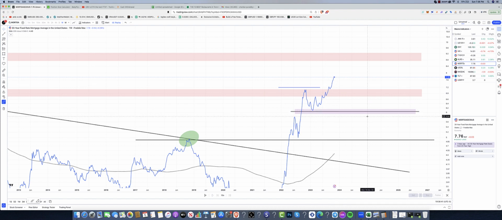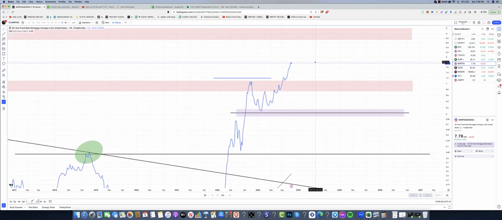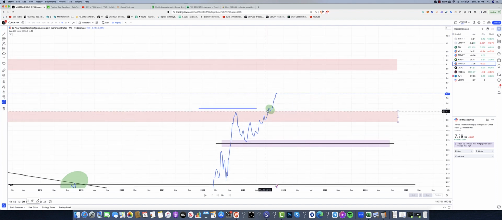I'm looking for a break below this, so below 5.91, for us to say, hey, you know what, we're actually going to be heading below and start making lower lows. At least breaking this low right here, this is a line chart, would give me more confirmation that we're going to be heading lower.